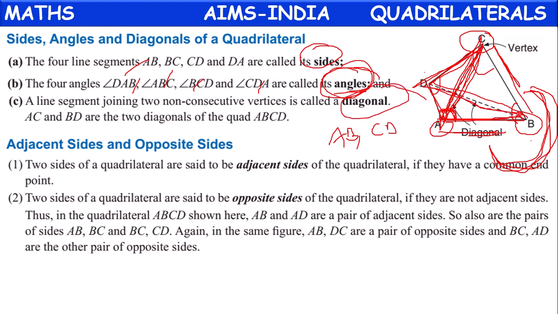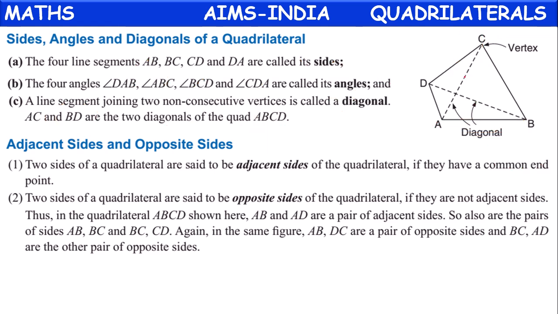are called diagonals. These two line segments are called diagonals. So the symbol for quadrilateral is this quad ABCD, means quadrilateral ABCD. For this quadrilateral ABCD, AC and BD are the two diagonals. So quadrilateral consists of four sides, four angles, two diagonals, four vertices. Okay, children? Like that, it will be having common elements.